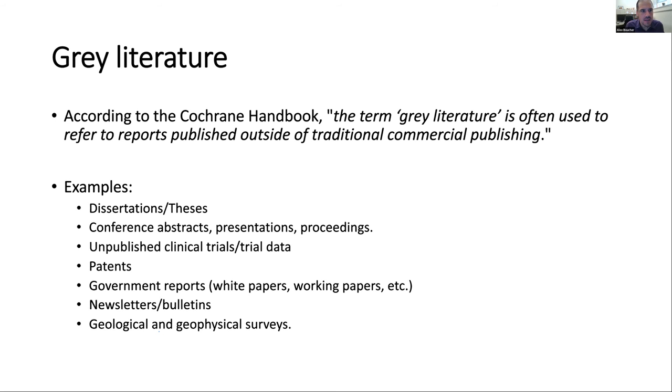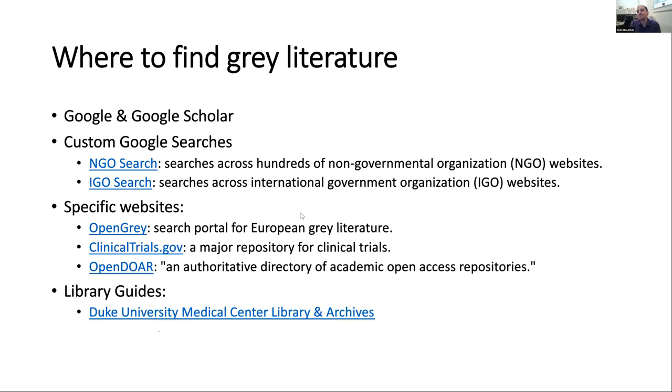Next slide, please, Lance. So depending on your topic, you may well need to incorporate searching for gray literature. That's something that you will decide or figure out when you're working on your search strategy. But if you do decide that you need to search for gray literature, where do you go to find it? You can go to a number of places, but a lot of gray literature you can find on either Google or Google Scholar.